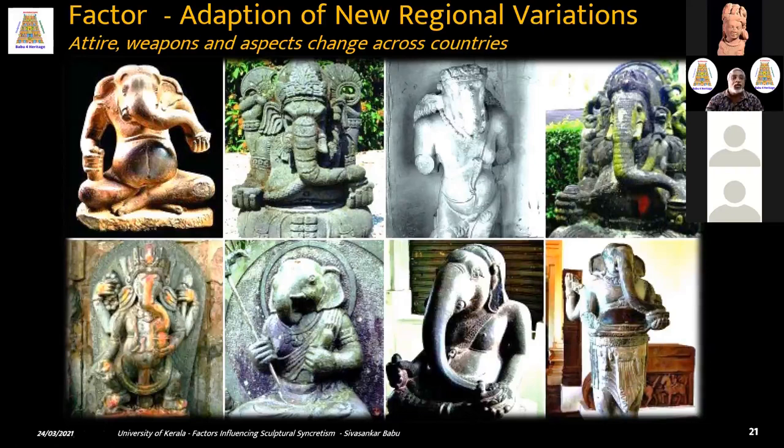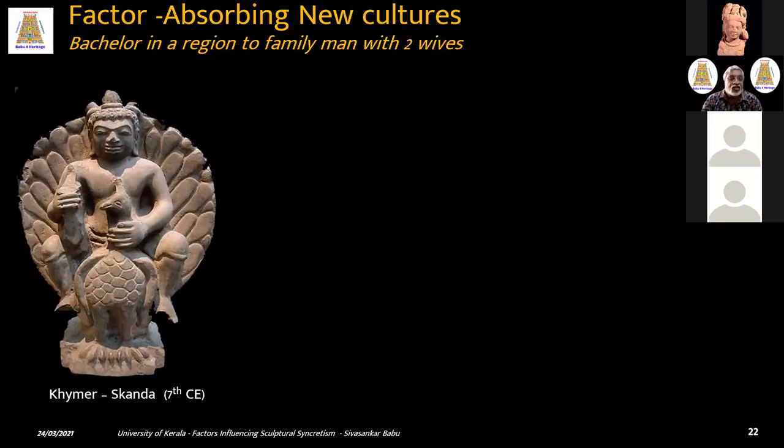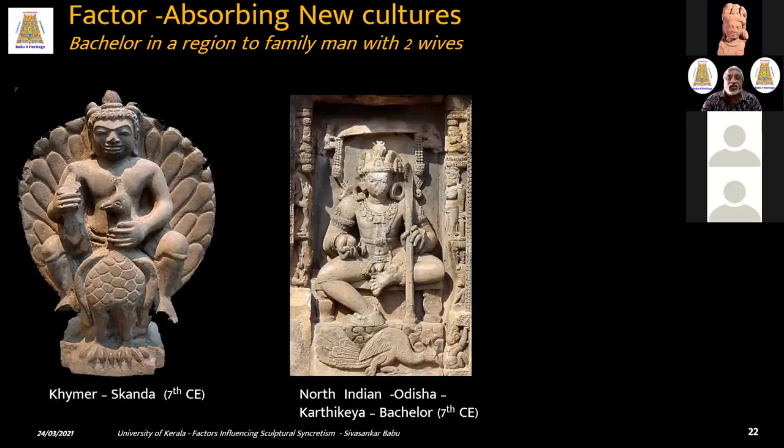The next factor is absorbing new culture. A bachelor in a regional tradition becomes a family man with two wives. That can happen even to gods. So a simple Skanda, described in a simple way in Khmer and other regions, becomes complex. In North India, he is a fertility god and he is a bachelor. And then he is normally not worshipped at a family level, and usually in a remote place.